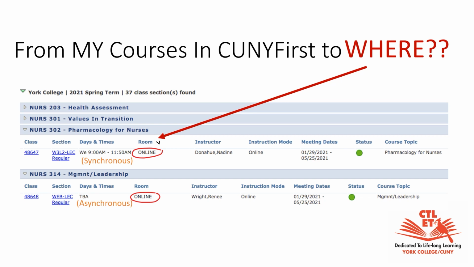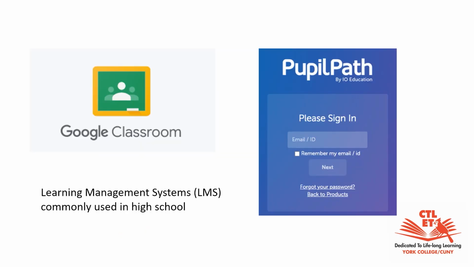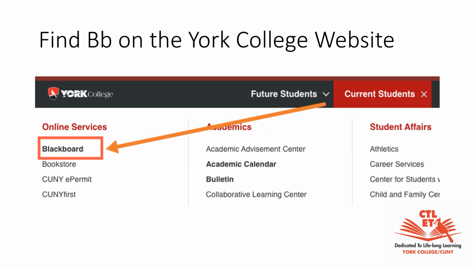Okay, whether your online class meets synchronously or asynchronously, it meets in an online room. Now, where do I find that room? Right, not here. Chances are that in high school, you found your online classroom in Google Classroom or PupilPath. These are what we call learning management systems, or LMS. CUNY uses a different LMS. It's called Blackboard, or as we say affectionately, BB. Here is where you find this BB.